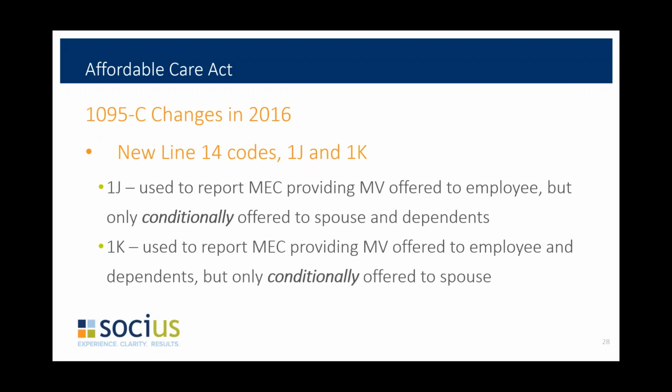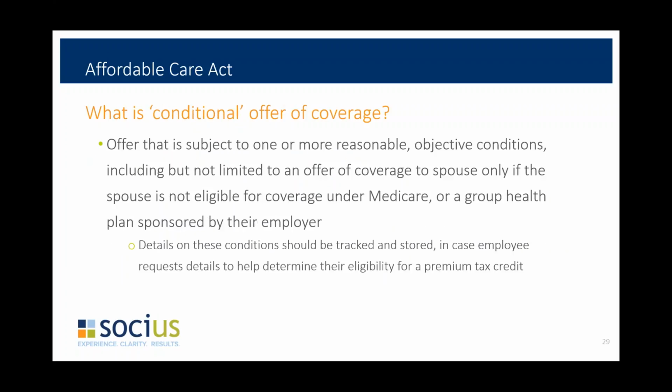This is just one change that's been made in regards to the 1095-C form. So the 1J and 1K, 1J being used to report the minimum essential coverage, providing minimum value offered to the employee, and this has to do with conditionally offered to spouse and dependents, etc. So you can take a look at that and dig in a little bit more as well. And this is just a little bit of information about that conditional offer of coverage.